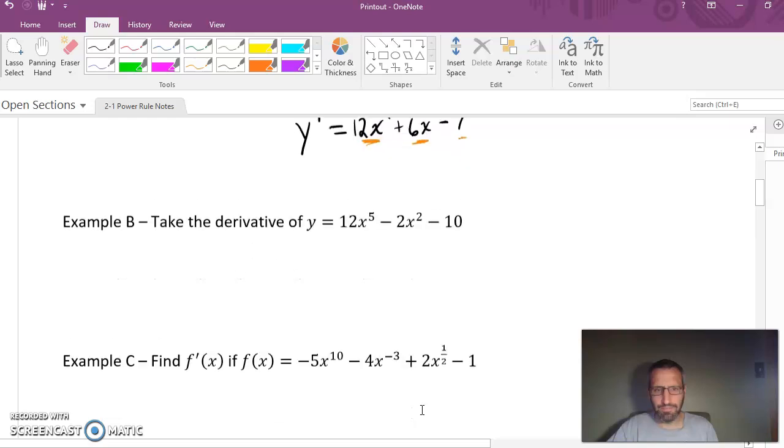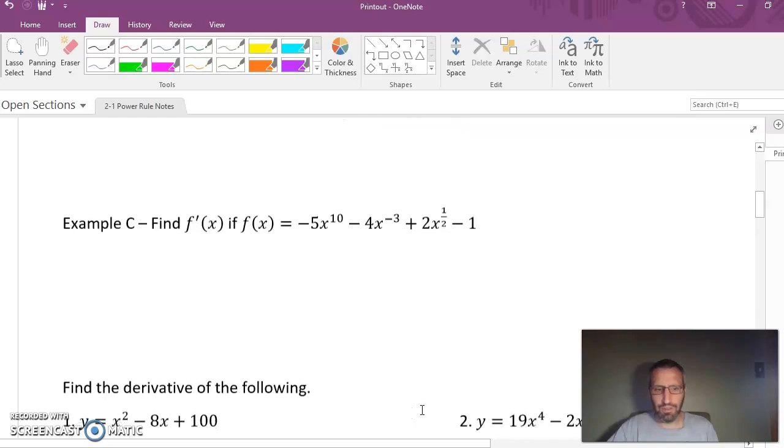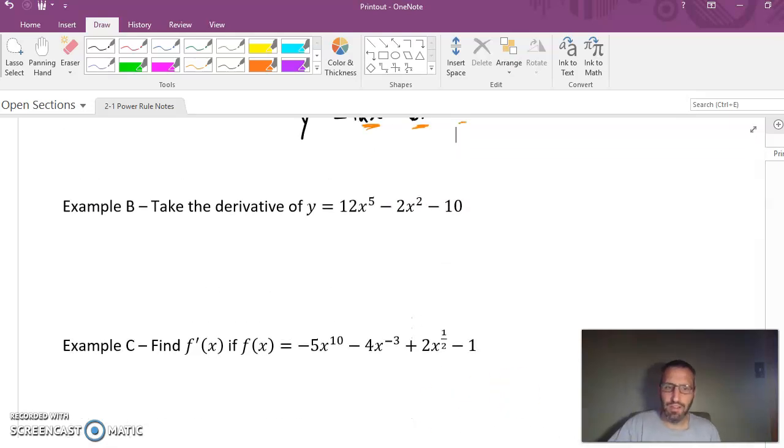All right, let's try it again. Let's do another. We got three examples here. All right, let's take the derivative of this fifth power function. We're again going to do our derivative of y, so y prime. Not y to the first, y prime. And again, I've got three separate terms that I'm going to take the derivative of: 12x to the fifth, negative 2x to the second, and minus 10.